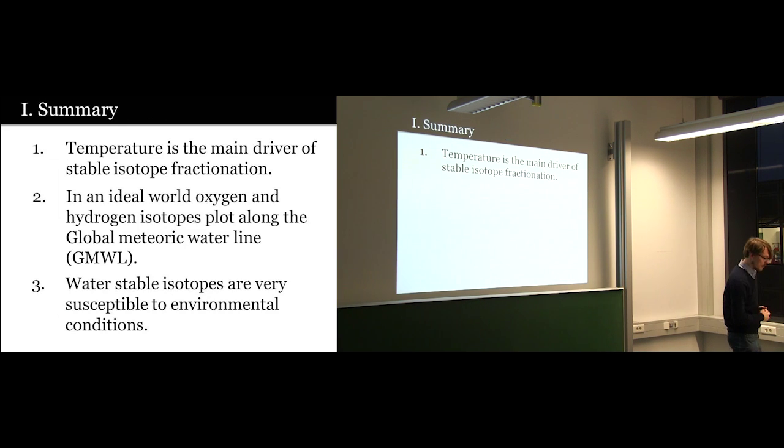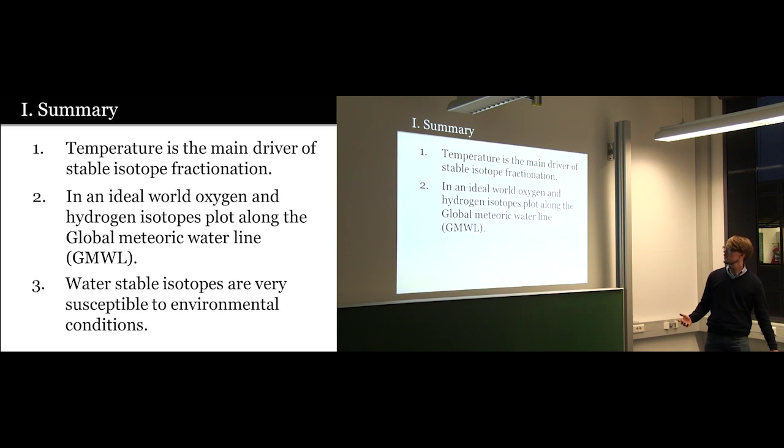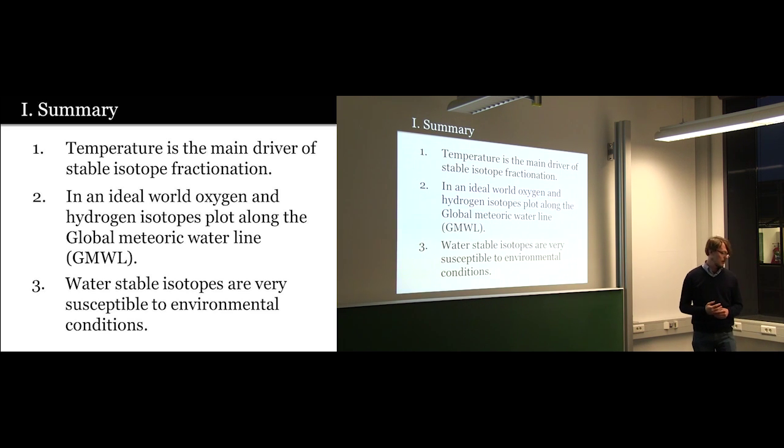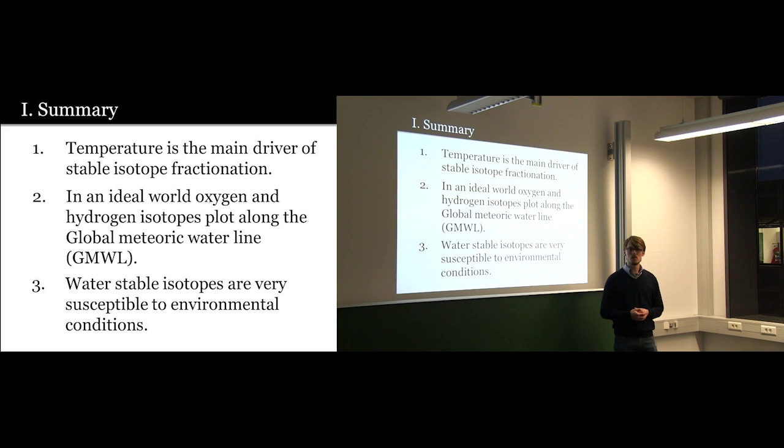So as a first summary for this part, I showed you that the temperature is the main driver of stable isotope fractionation. That in an ideal world, oxygen and hydrogen isotopes plot along the so-called global meteoric waterline, and that the water isotopes are very susceptible to environmental conditions, meaning evaporation can change your isotopic composition.